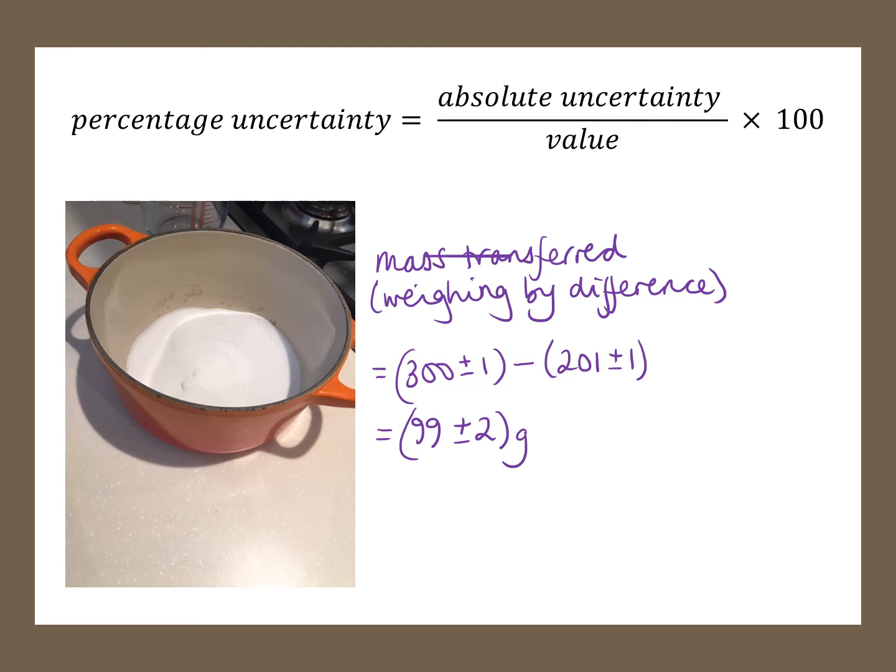So the percentage uncertainty in that measurement is equal to, let me just edit that text, I don't know what's going on with this screen just now, but we'll keep battling, plus or minus 2 divided by the 99, times that by 100, which is essentially 2% uncertainty.